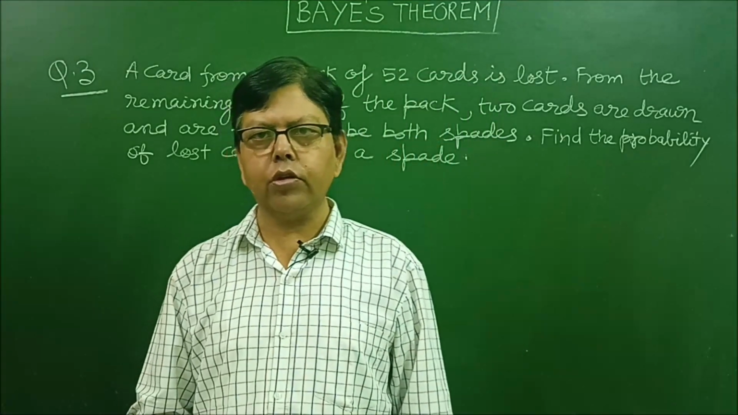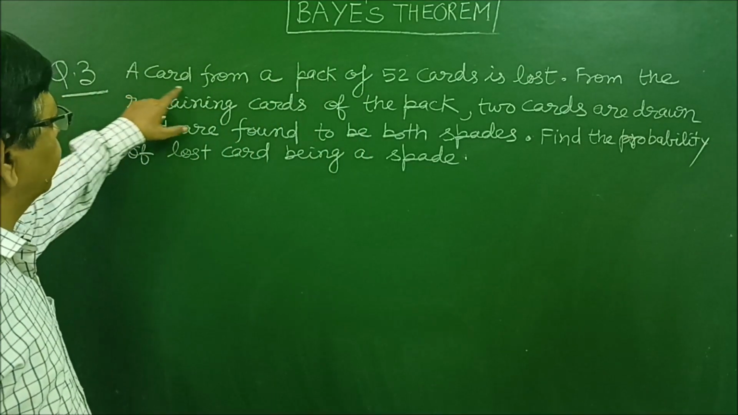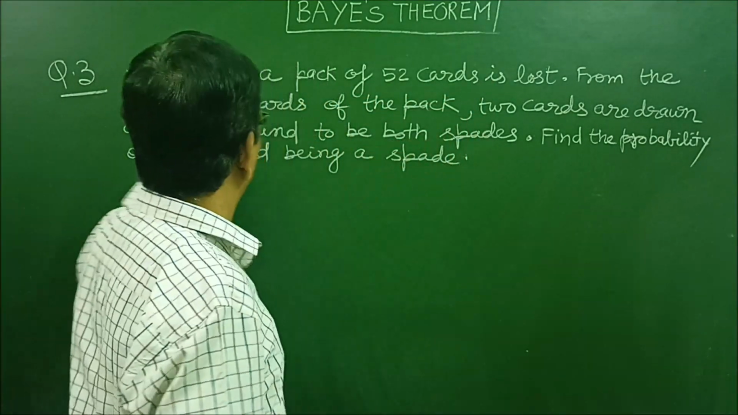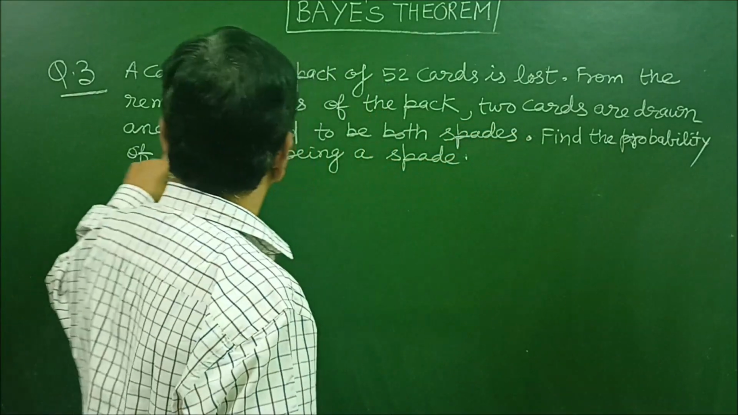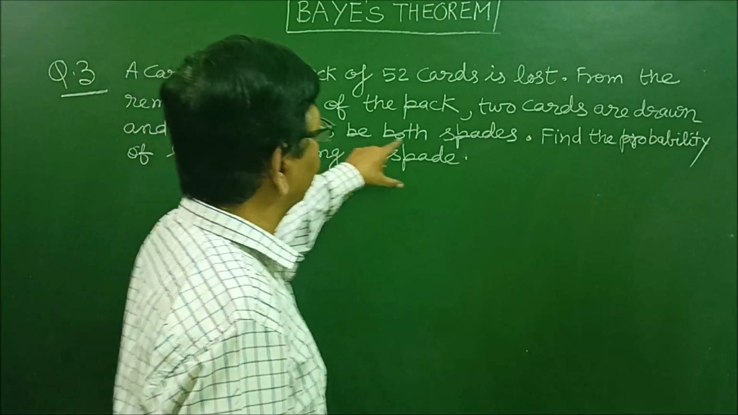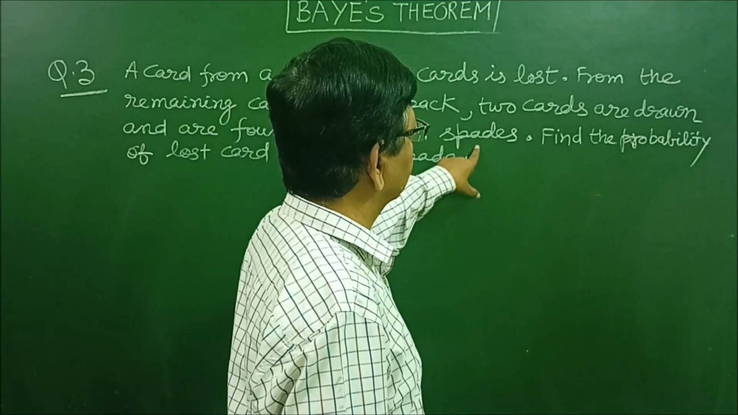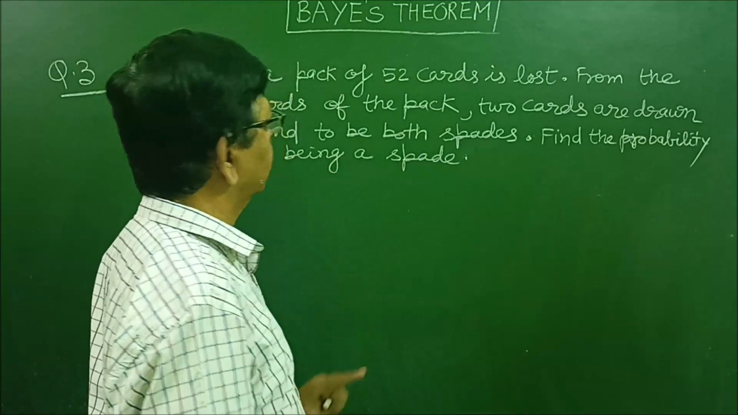Next question, question number 3. A card from a pack of 52 cards is lost. From the remaining cards of the pack, 2 cards are drawn and are found to be both spades. Find the probability of the lost card being a spade.